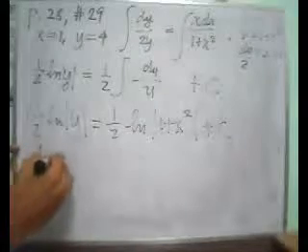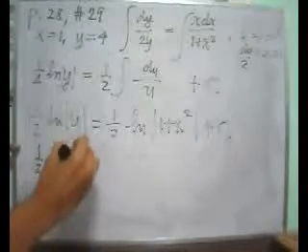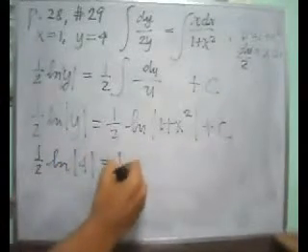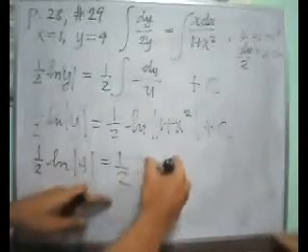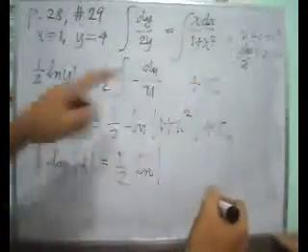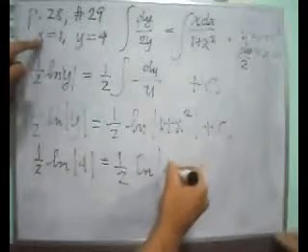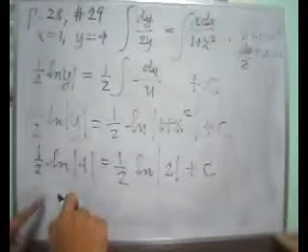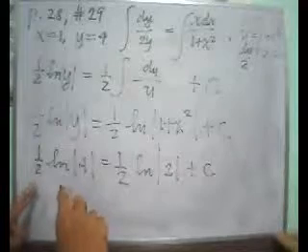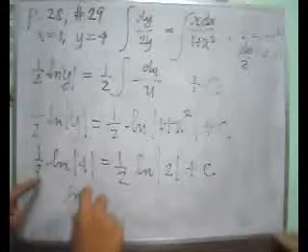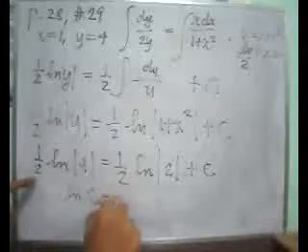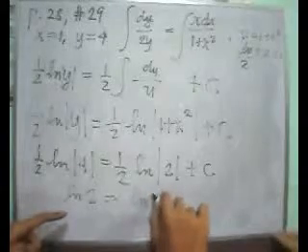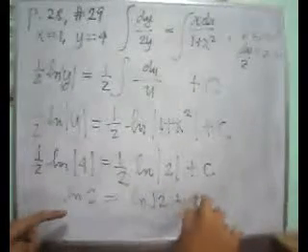One half ln absolute value of y is 4, equals 1/2 ln of x is equal to 1, so it's ln 2 plus c. Now we can use the law of logarithms here, and this is ln of the square root of 2 plus c.